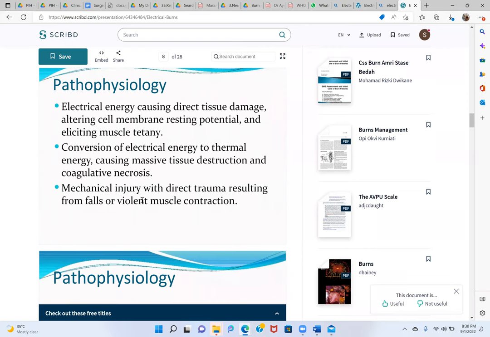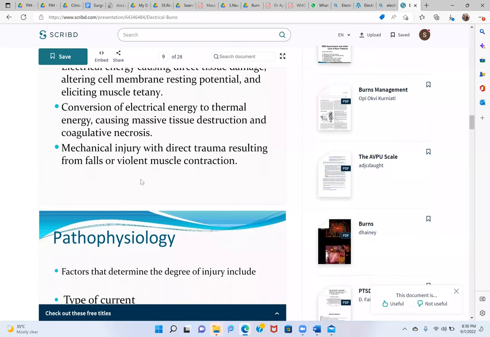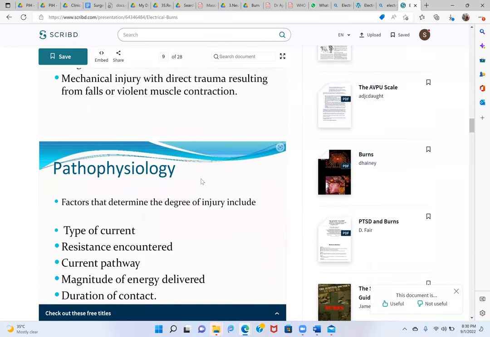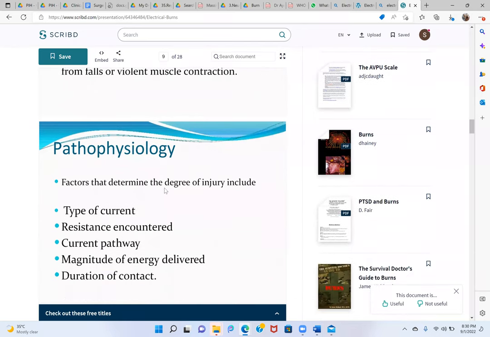Mechanical injury with direct trauma resulting from falls or violent muscle contraction. There may be incidence of rhabdomyolysis associated with it. So the determinants will be the type of current, resistance encountered, and current pathway. Because of that, it is always important to wear shoes while manipulating any electrical equipment.